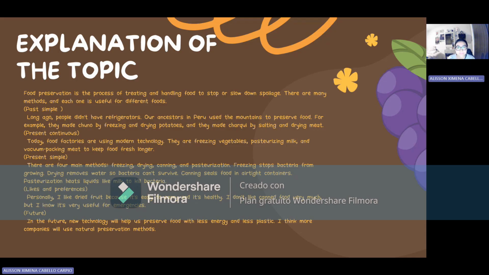Food preservation is the process of treating and handling food to stop or slow down spoilage. There are many methods, and each one is useful for different foods. This topic is connected to technology and food in general, which are subjects in my career. Food preservation is very important for health and business. Preservation methods are useful in daily life. They are also important for the food industry because companies need products with a longer shelf life.